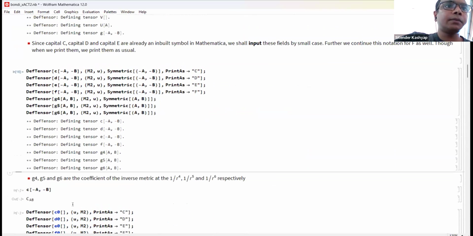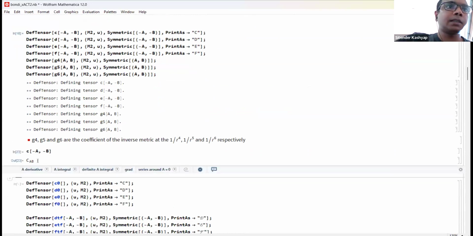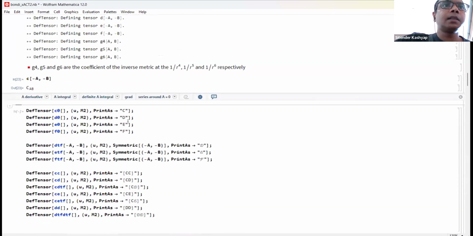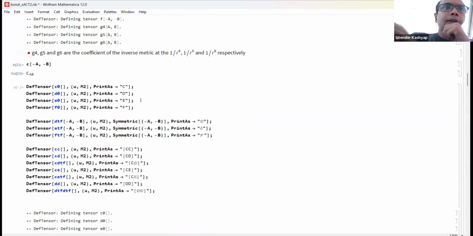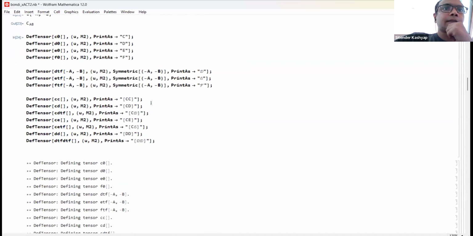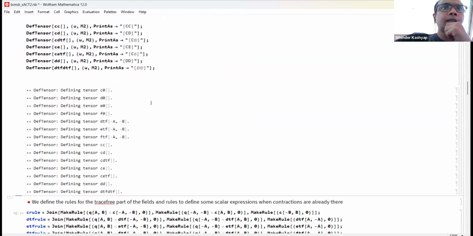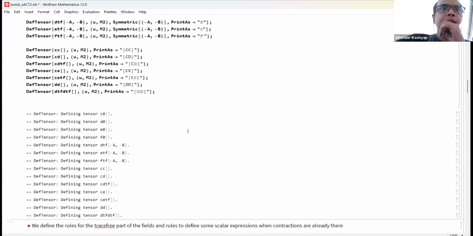And G4, G5, and G6 are the expansions of the inverse metric at order R4, R5, and R6. So for example, if I input CAB like this, it is CAB. Similarly, there are the traces, as I mentioned above. The traces I denote by C0 because these are scalars, and represent them with capital C, capital D, capital E, capital F, etc. And the trace-free parts of all the objects are denoted by curly D. This I explained in the beginning part of the session.